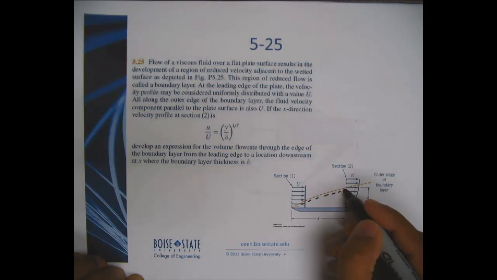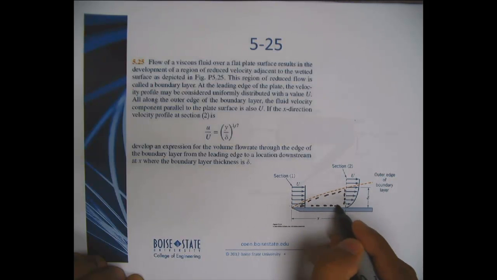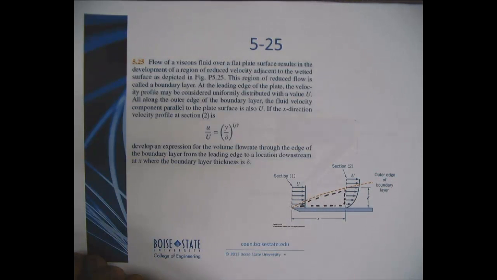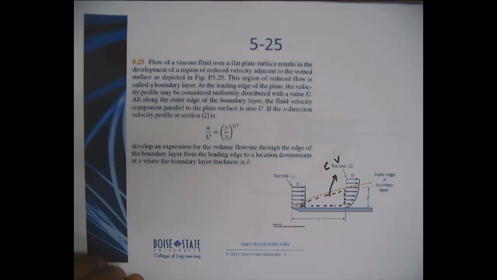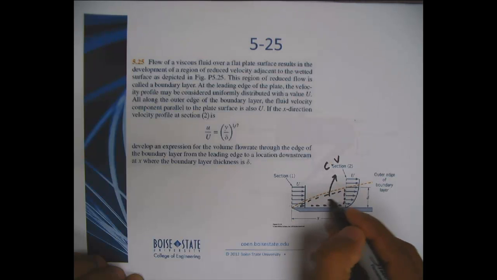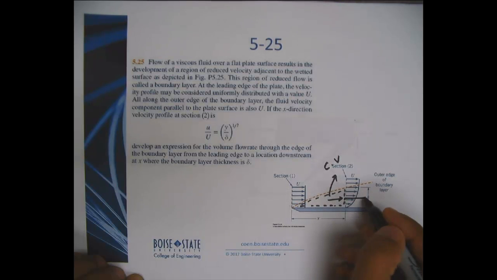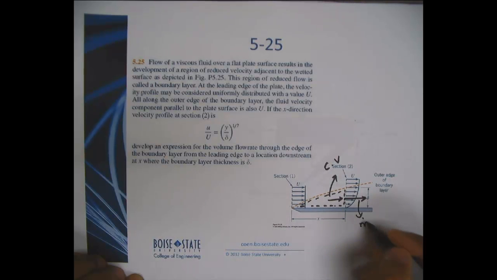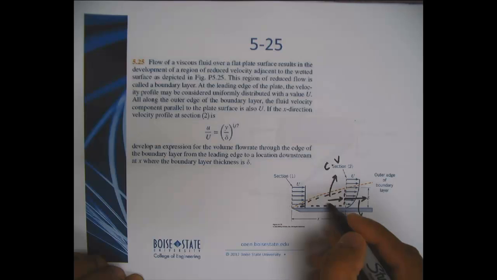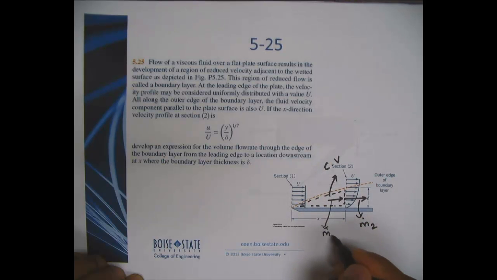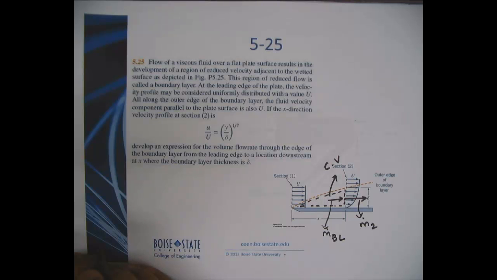Since we are interested in what's going out here or what's coming in, let's engulf this region as our control volume. Okay, so that's your CV. We want to find what's coming in here and what's going out. Let's represent what's going out here as m dot 2, the mass flow rate at section 2, and the mass flow rate in section 1 as m dot BL, or boundary layer.